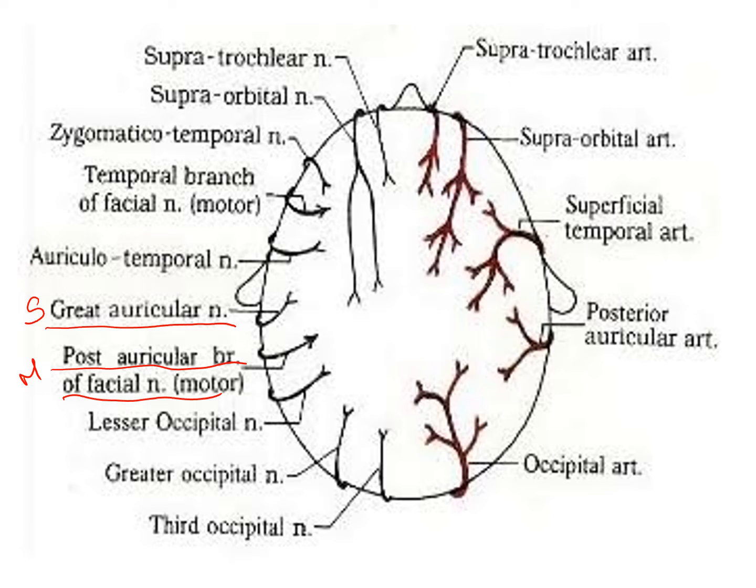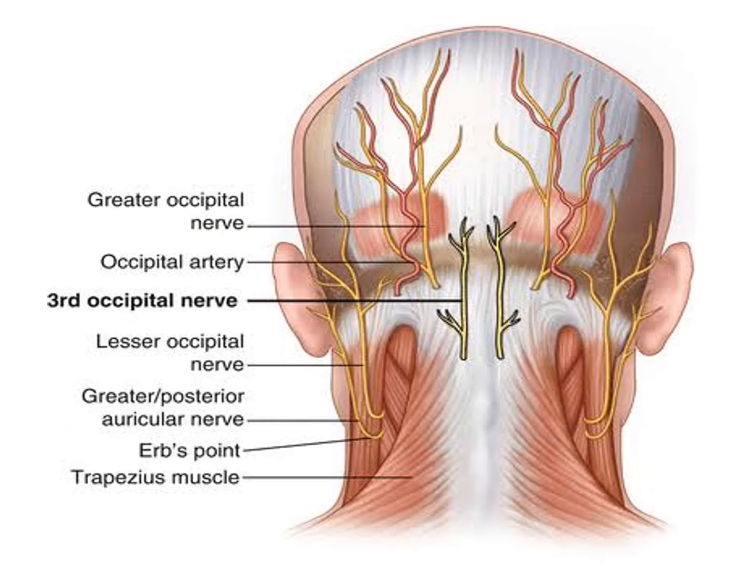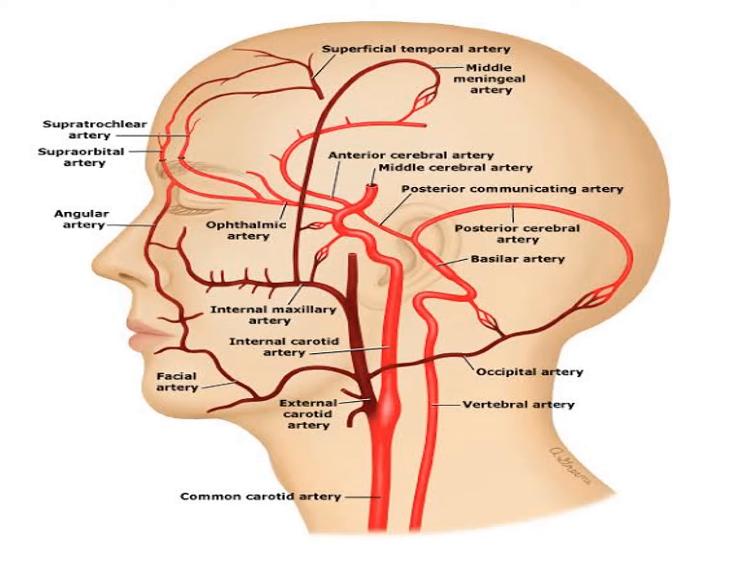Next, we are moving on to the lesser occipital, greater occipital and third occipital nerves. All these three nerves are sensory and are branches of the cervical plexus. We can see here the third occipital nerve, this is the greater occipital nerve, and this is the lesser occipital nerve. So with this we finish the nerve supply of the scalp. Now we move on to the blood supply.